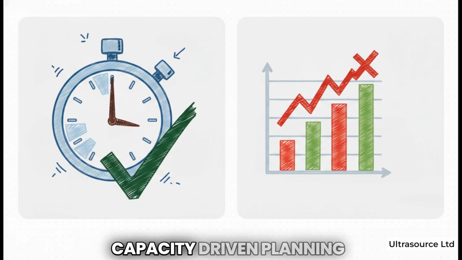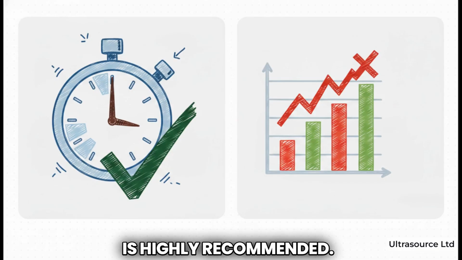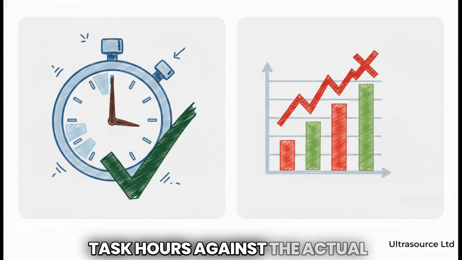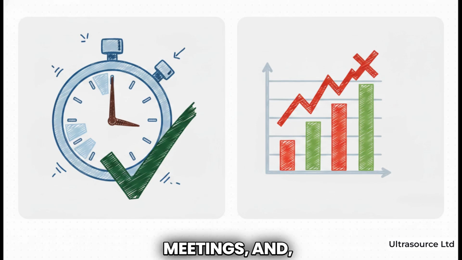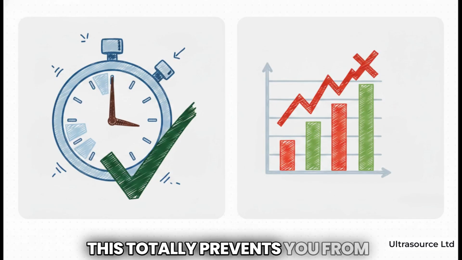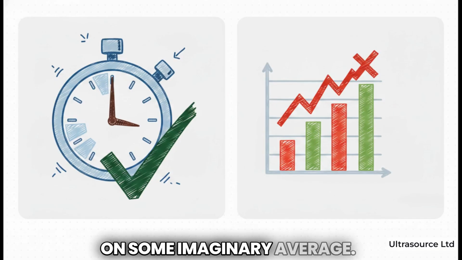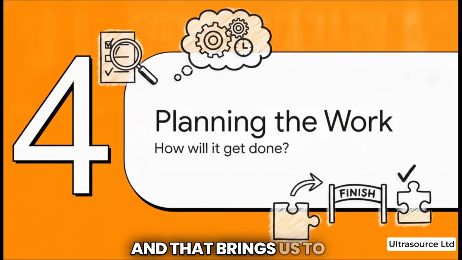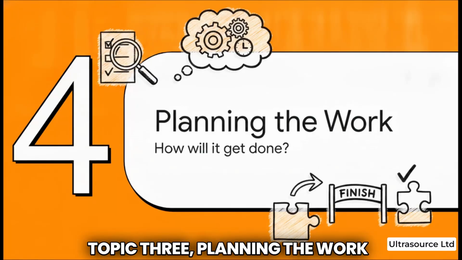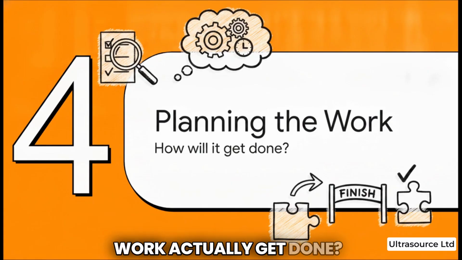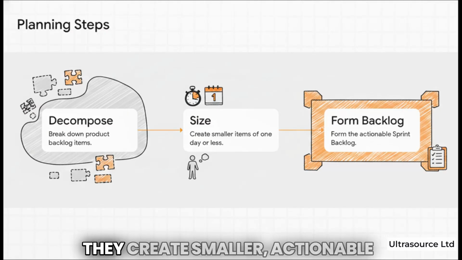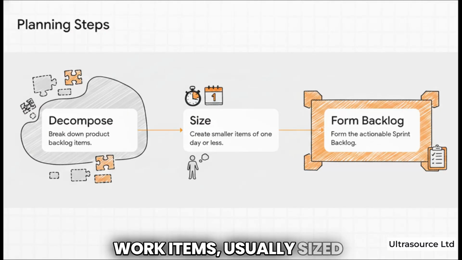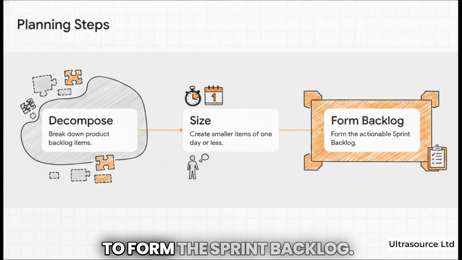That's exactly why capacity-driven planning is highly recommended. It relies on estimating task hours against the actual available hours of your specific team members for this specific sprint. It accounts for holidays, meetings, and real life. This totally prevents you from overfilling the sprint based on some imaginary average. And that brings us to topic 3, planning the work. How will the chosen work actually get done? During this phase, developers decompose the product backlog items. They create smaller, actionable work items, usually sized to about 1 day or less, to form the sprint backlog.